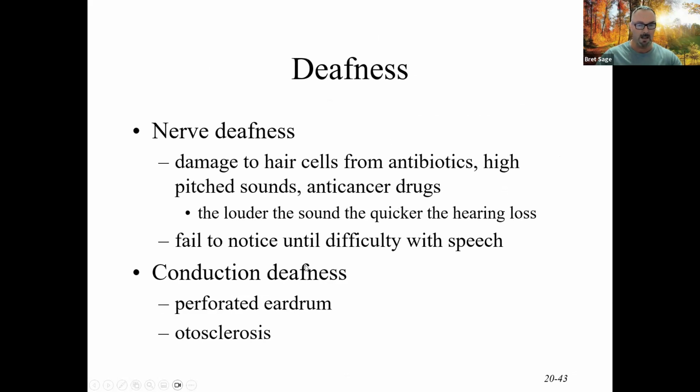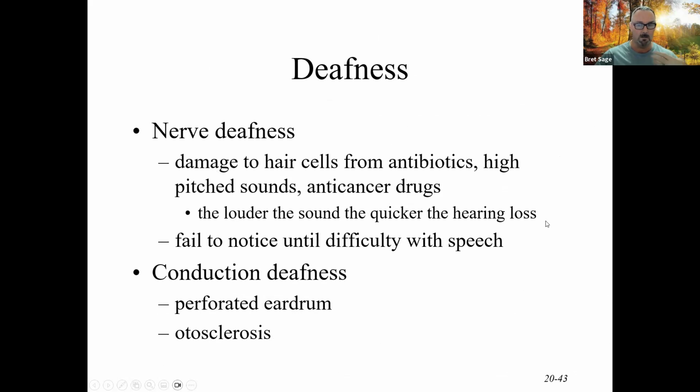Deafness. What are some different types of deafness? Well, nerve deafness is when there's damage to the hair cells due to antibiotics. And yes, antibiotics can cause damage to your sense of hearing. High-pitched sounds or high volume of sounds can also cause it. Certain anti-cancer drugs can kill the hair cells. The louder the sound, the quicker the hearing loss.